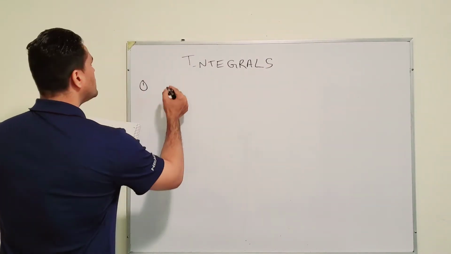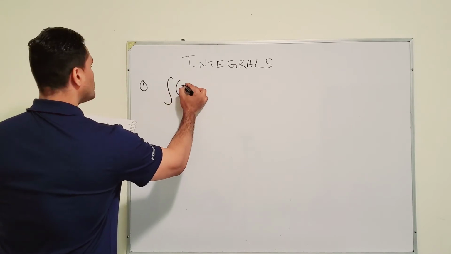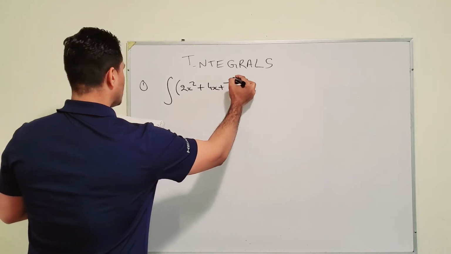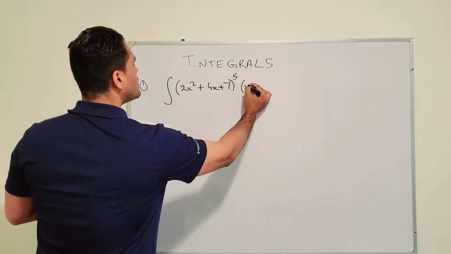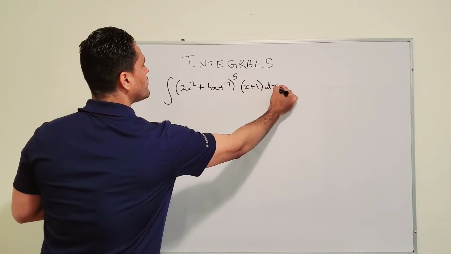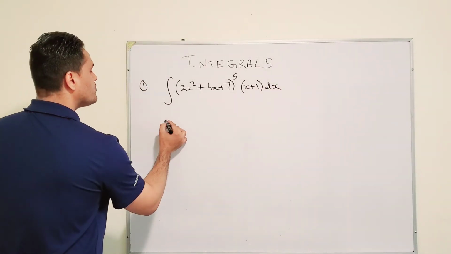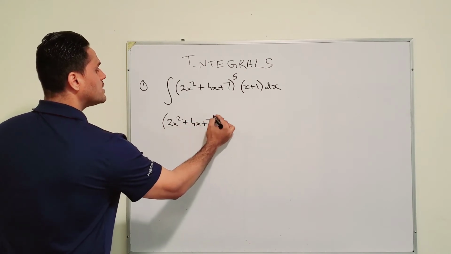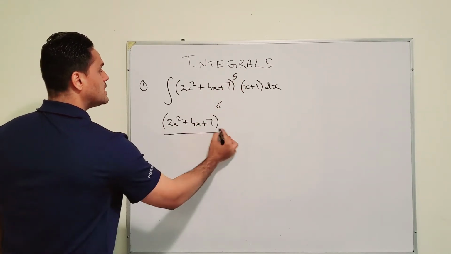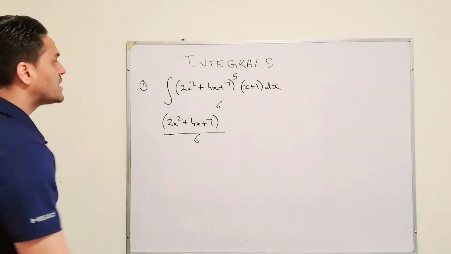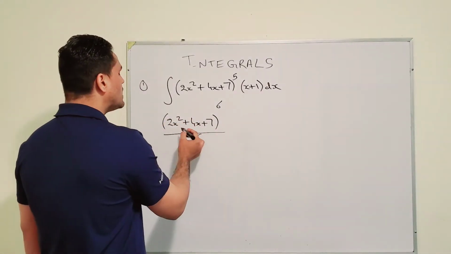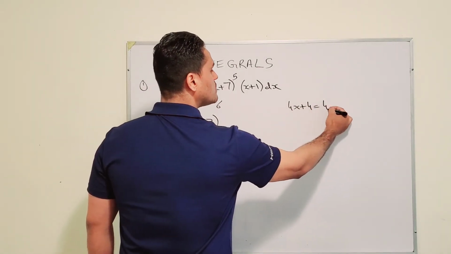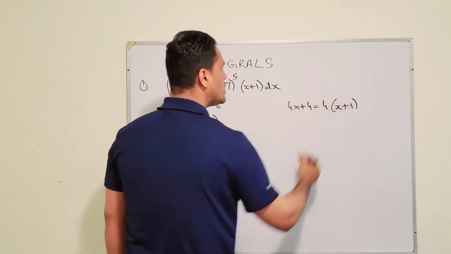In the next question, we're trying to get the integral of 2x squared plus 4x plus 7 raised to the power 5 times x plus 1. We're going to take our major term, which is 2x squared plus 4x plus 7, add 1 to its exponent, divided by its exponent. Now, what's the derivative of the inside term going to be? Well, that's going to be 4x plus 4, which you can rewrite as 4 times x plus 1.